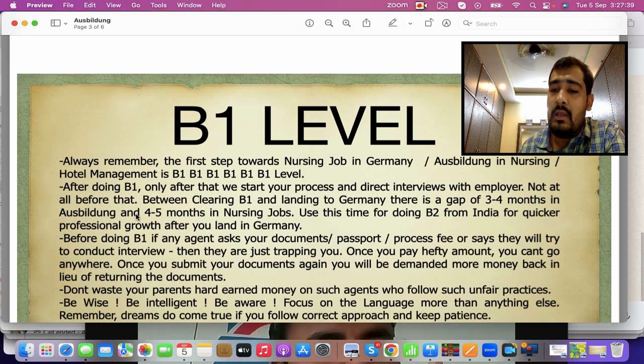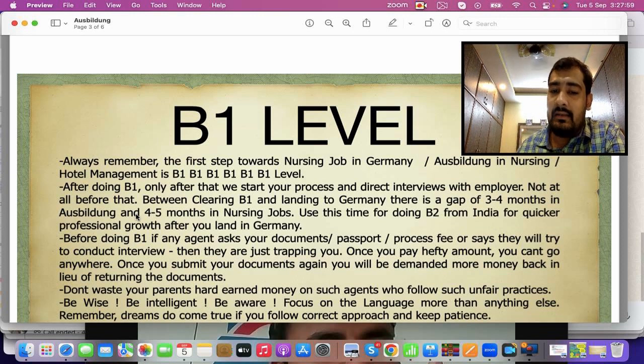So when you have this gap, what we recommend in the Ausbildung is, we say that okay, you have cleared your B1, everything is sorted, you have done your interview. Now please start your B2. Understand the importance of the language. If you want to grow professionally quicker in Germany, you have to take the language very, very seriously.